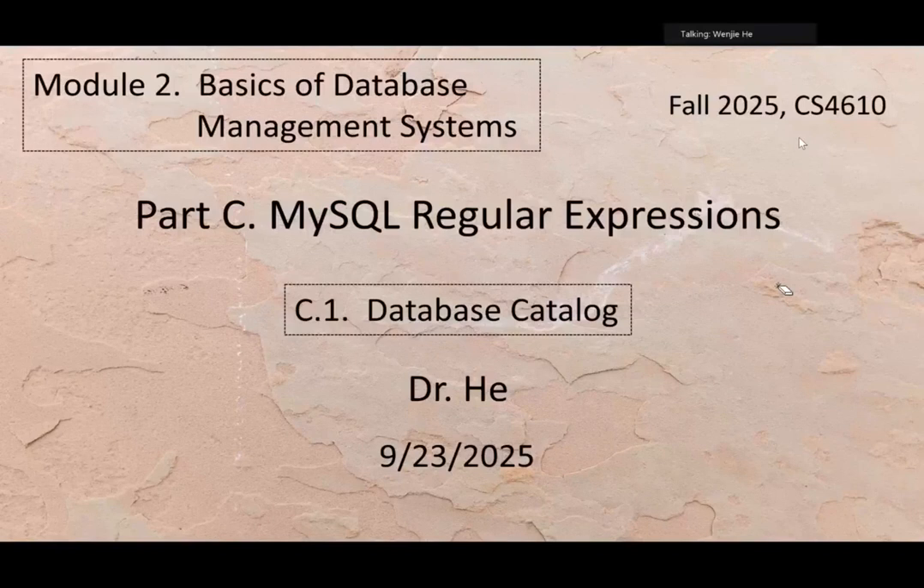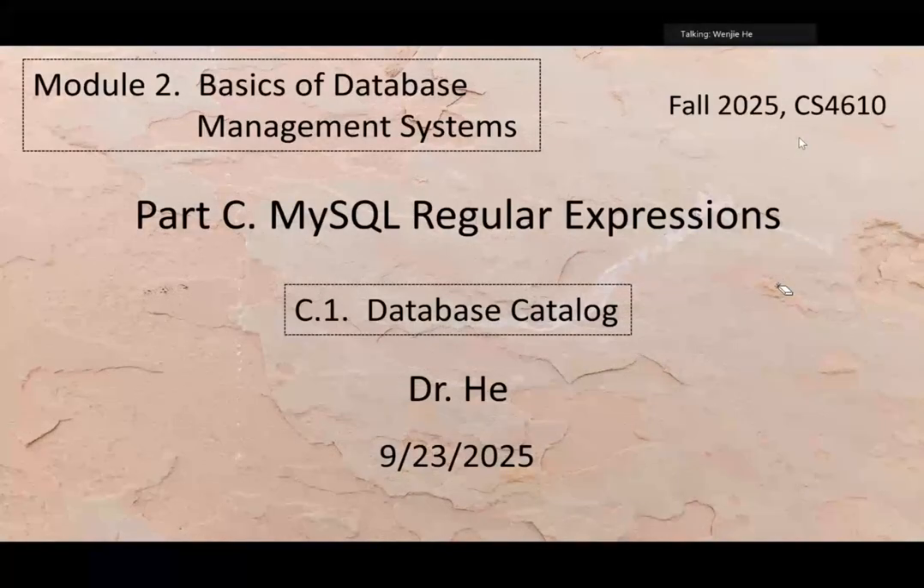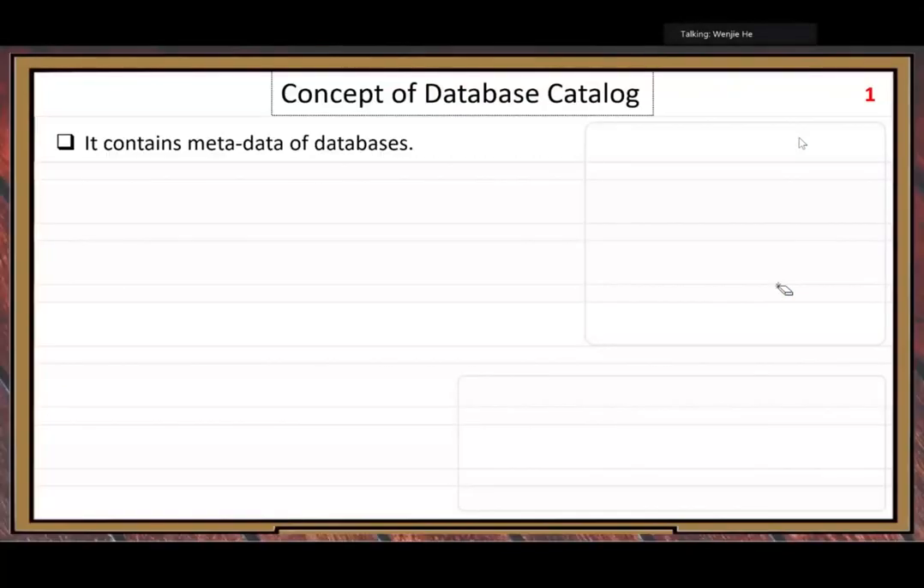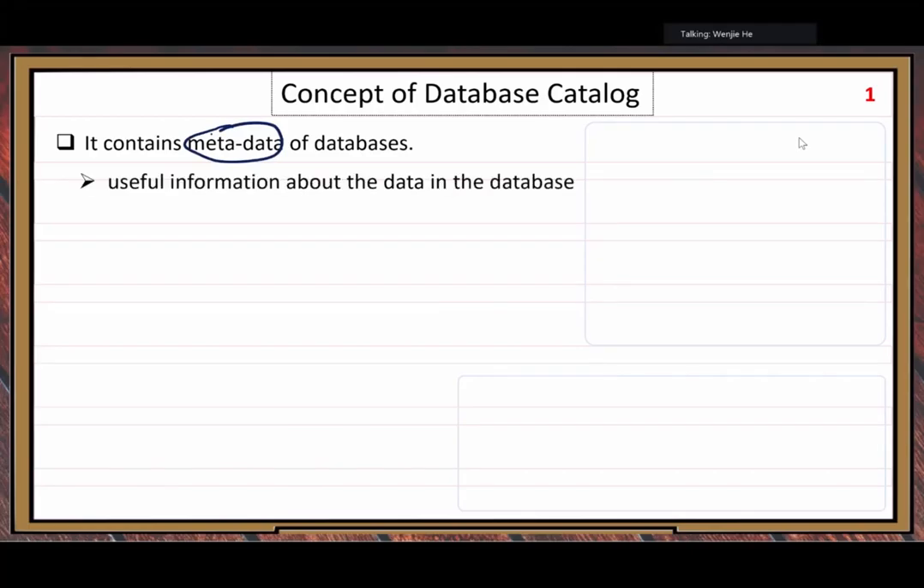C.1. First, I want to explain a little more about this concept, database catalog. Last time, we learned a little bit about the catalog. 2 cylinders, right? The left cylinder is a database catalog. This time, we want to learn some basic properties of the database catalog concept. First, it contains metadata of the database. So we know this concept, right? Metadata. Useful information about the data in the database.